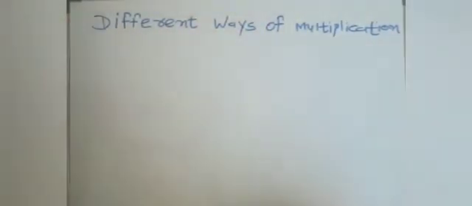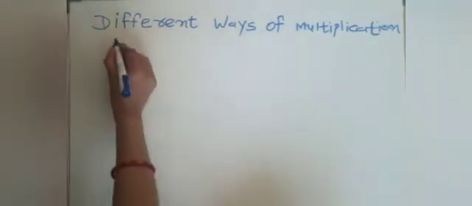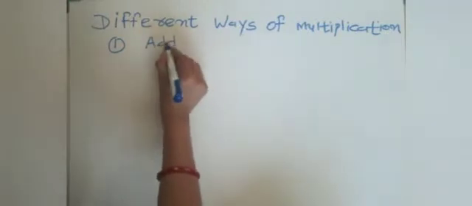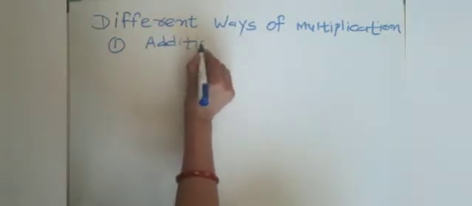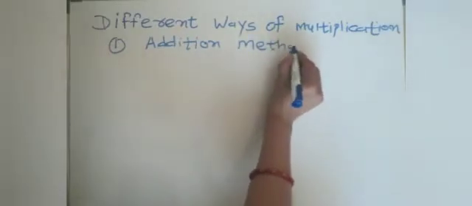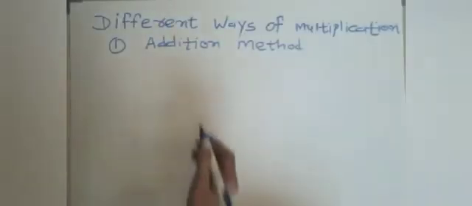Different ways of multiplication. In this topic, we will learn about different types of multiplication. Let us start with the first method, the addition method. In this method, we will add the number instead of multiplying it.